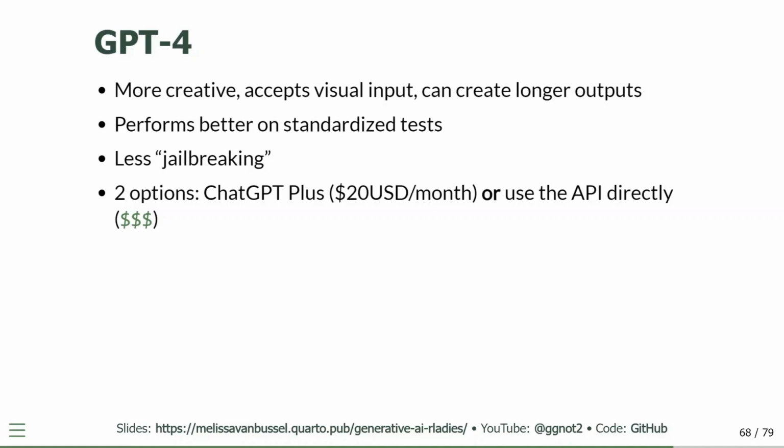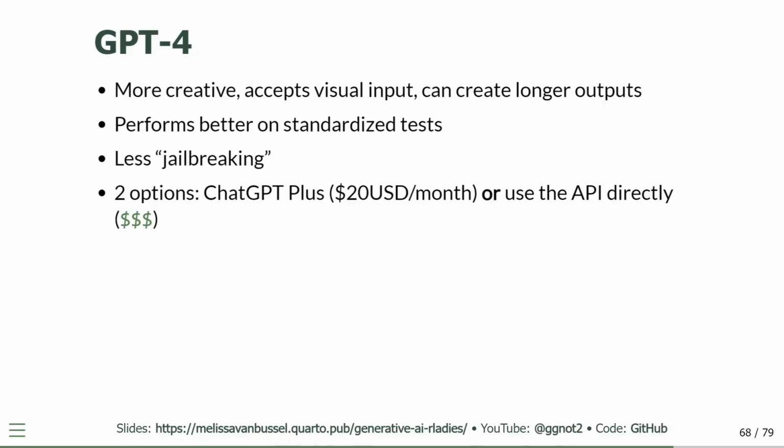If you do pay for ChatGPT Plus, it's important to note that although you have access to the GPT-4 model, there are still going to be usage limits on that, and paying that $20 a month isn't going to give you the API access for the GPT-4 model.